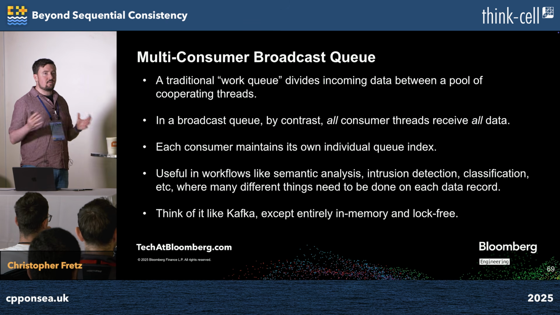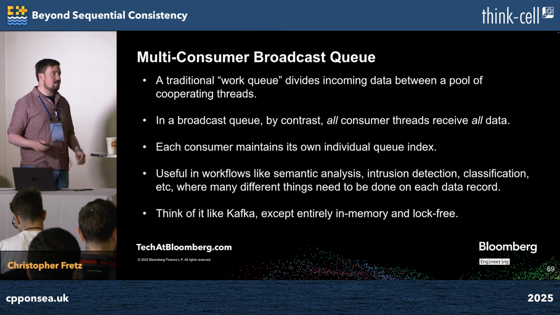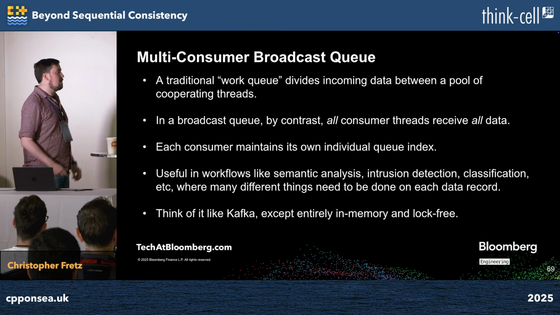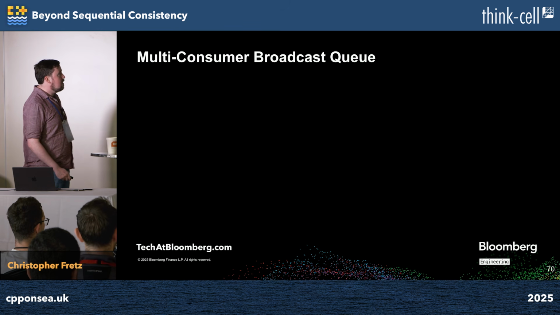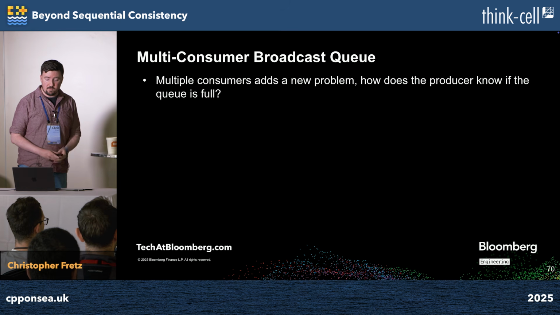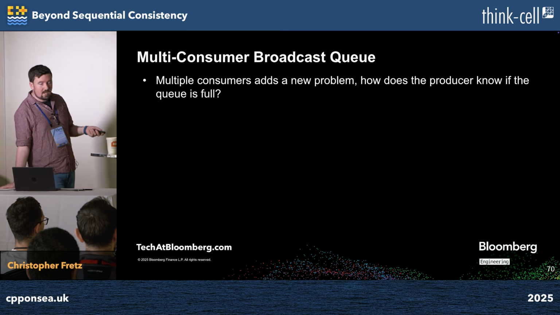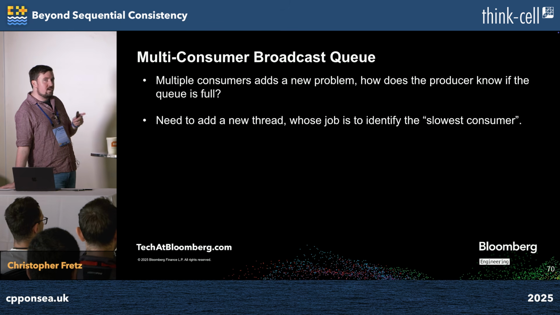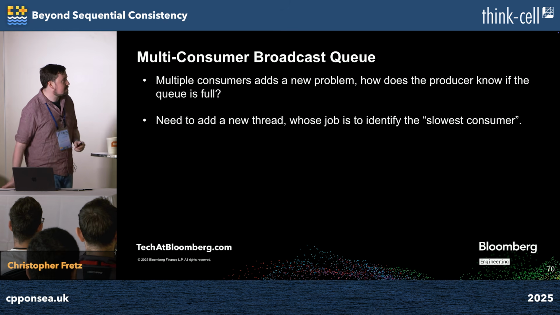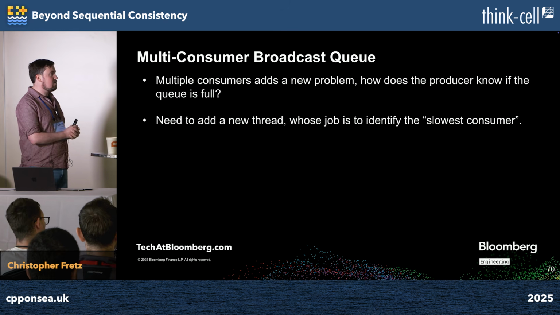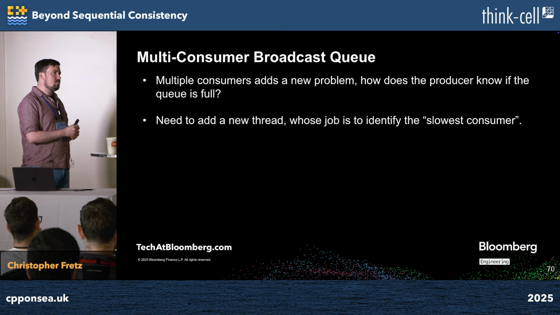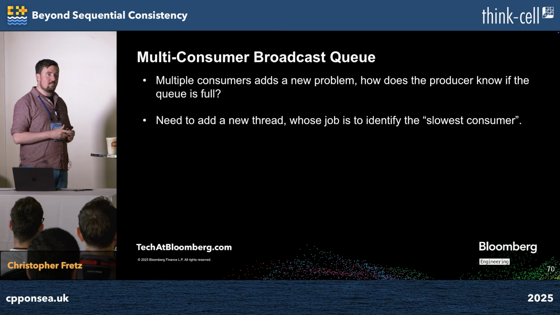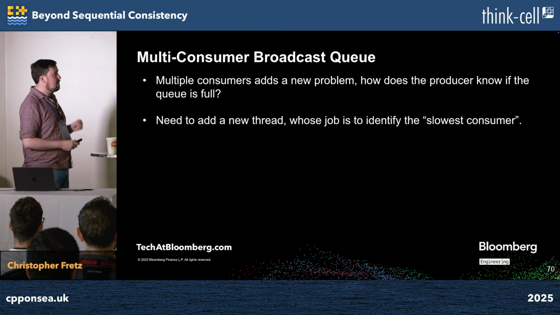So you have different threads that maintain their own indexes and receive all data across whatever topic you're actually receiving data from. But multiple consumers adds a new problem, which is, how does the producer know if the queue is full? Because there are now many different indexes that it needs to look at. This morning, the solution was either that the producer doesn't care and just overtakes the consumers, which is one way you can do it. The other suggestion was that there was a special consumer, that one's supposed to be the fast consumer, and we only look at that one.